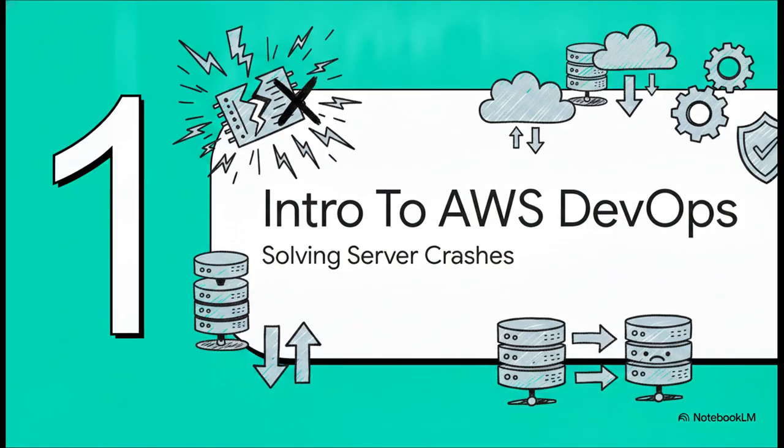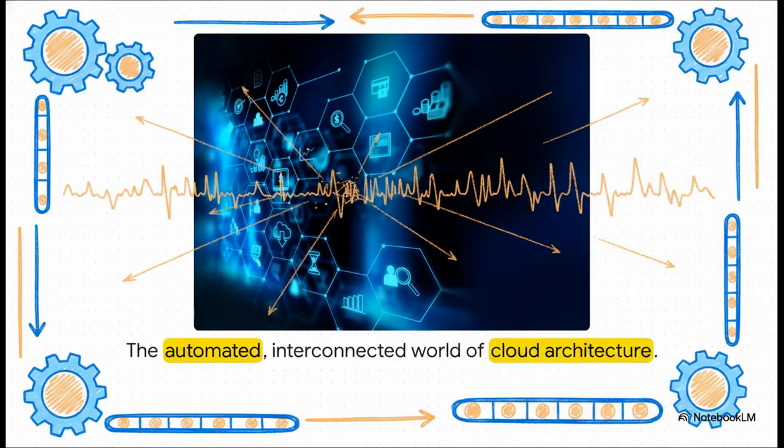Intro to AWS DevOps. And this right here brilliantly illustrates the automated, interconnected world of modern cloud architecture. It's honestly like a digital assembly line. All these different AWS services orchestrate together perfectly to create a smooth, totally automated pipeline for delivering your software.